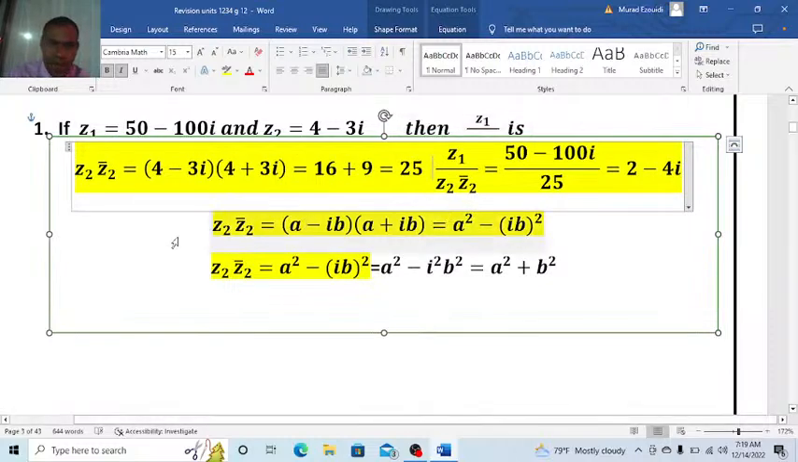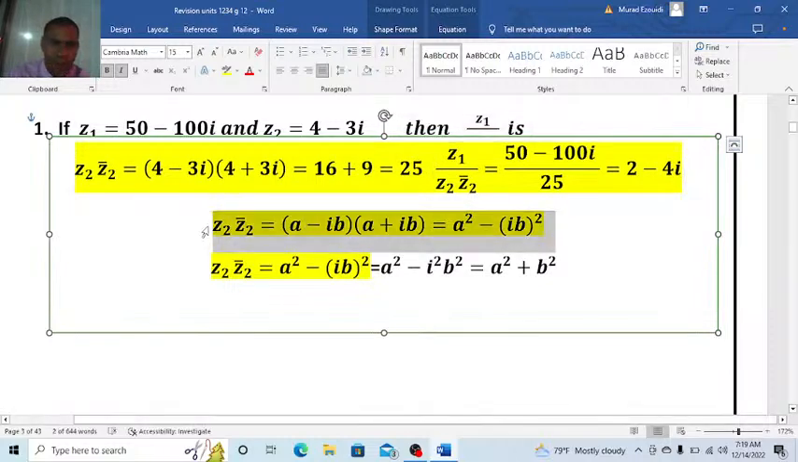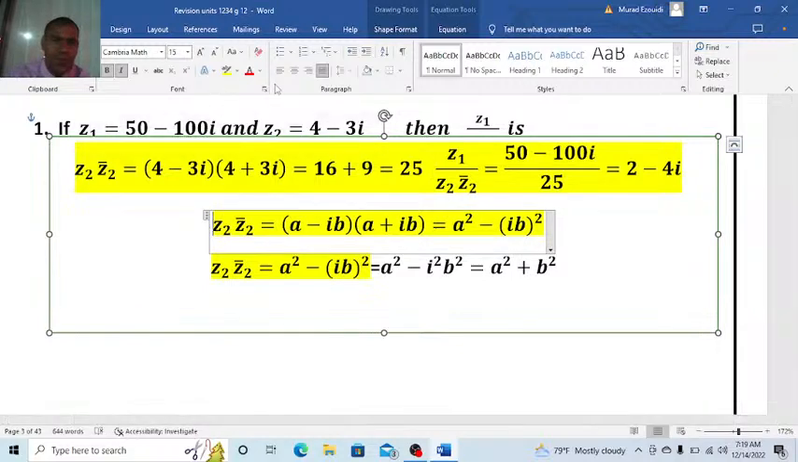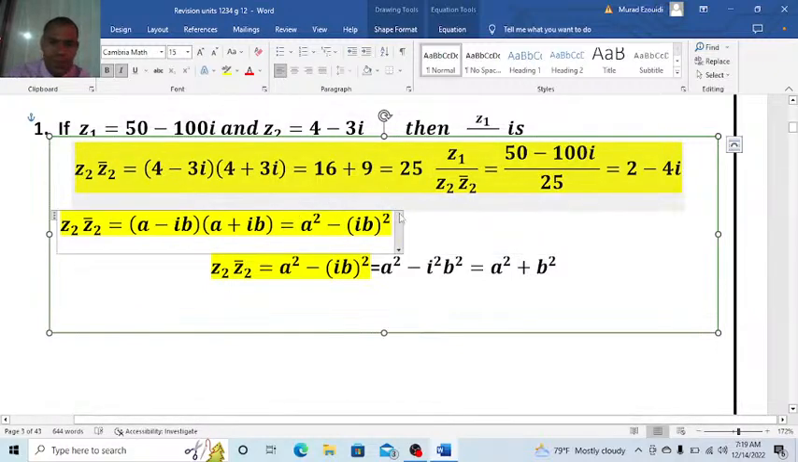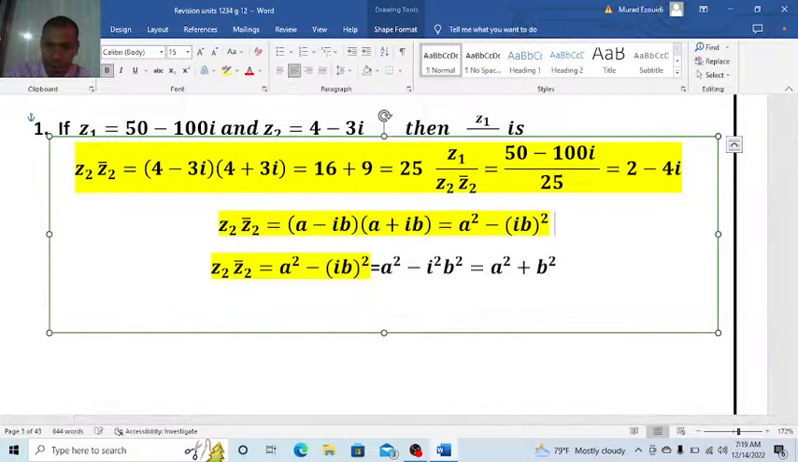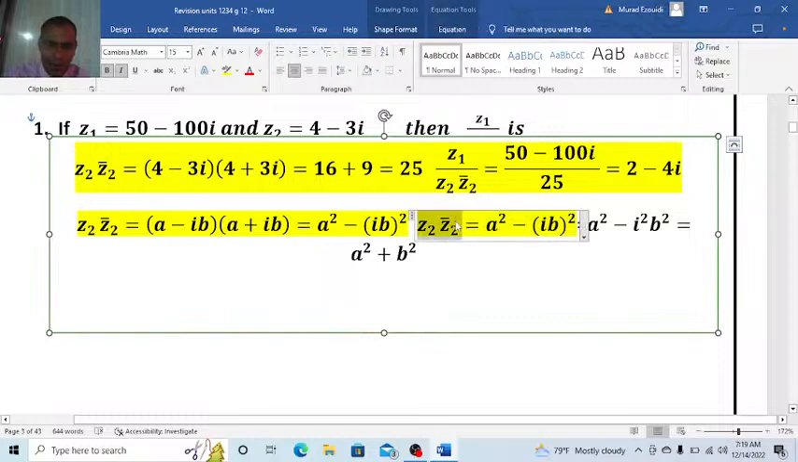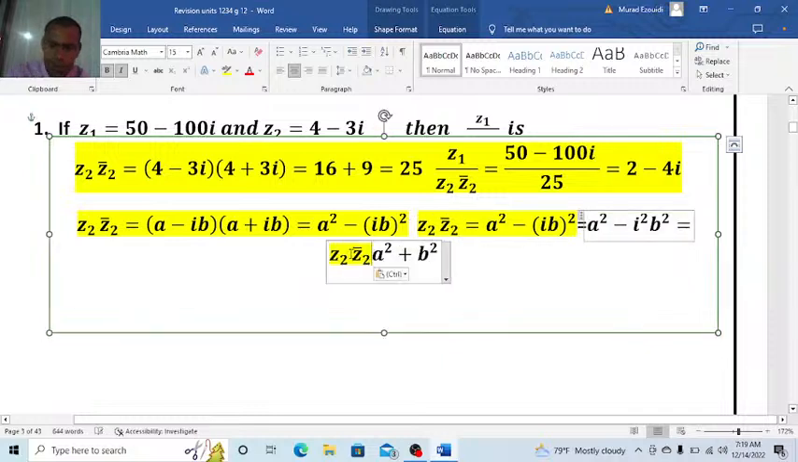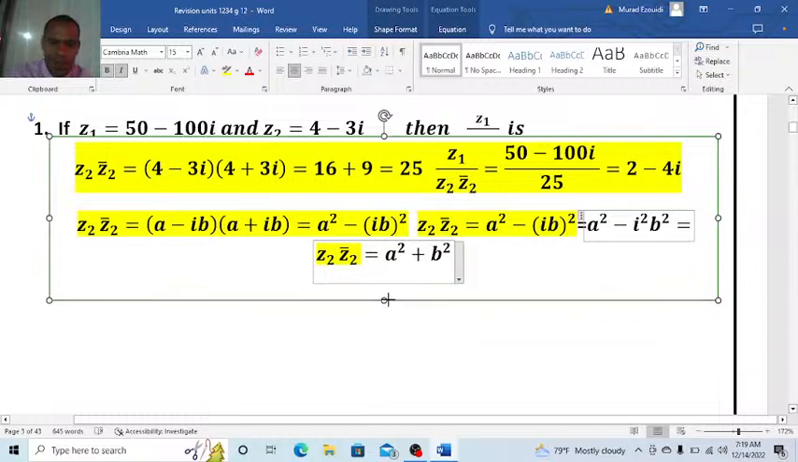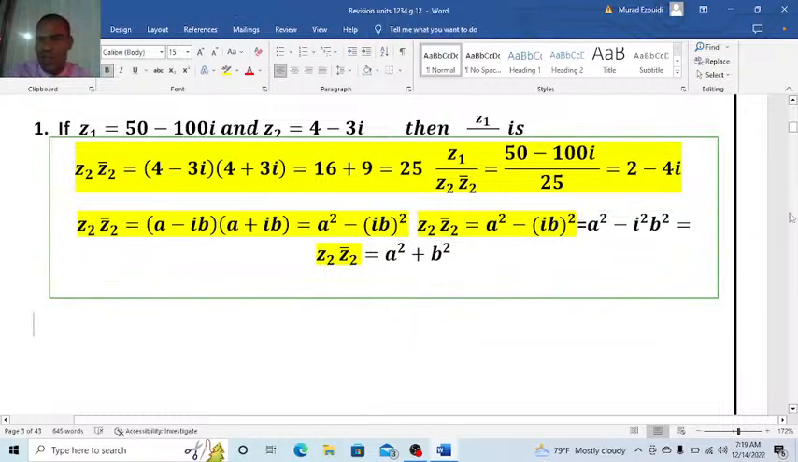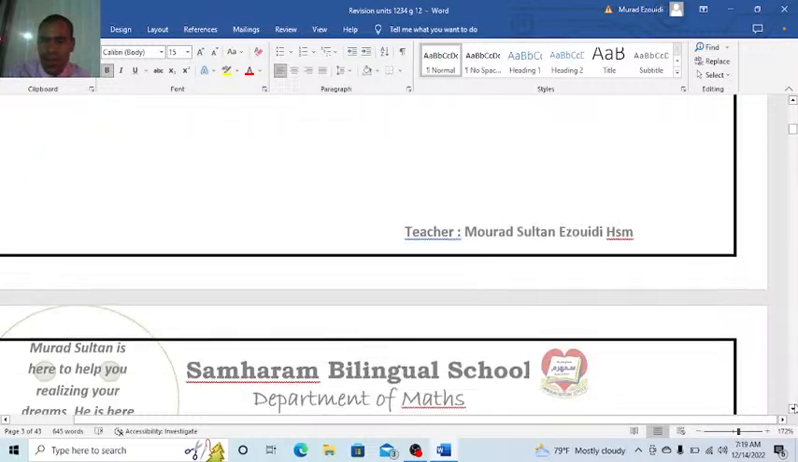Okay, then this one I'll put here. 1, 2. Okay, therefore we told that Z1 Z2 equal A squared plus B squared. I will reduce this here. Okay, now we'll move to the next question.